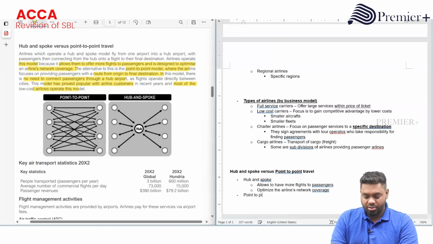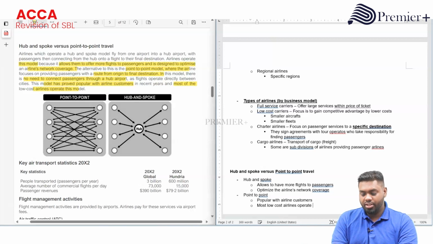Point to point: popular with airline customers, and most low-cost airlines operate this model.